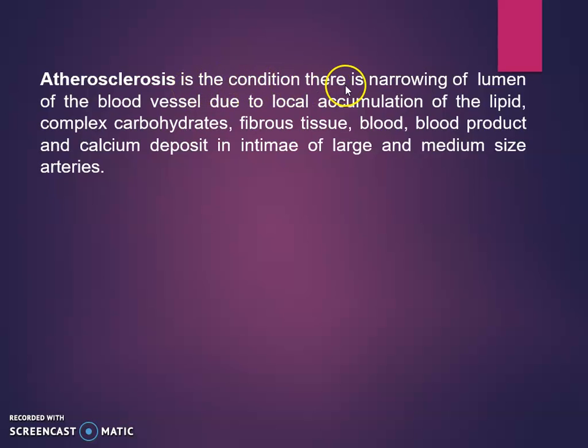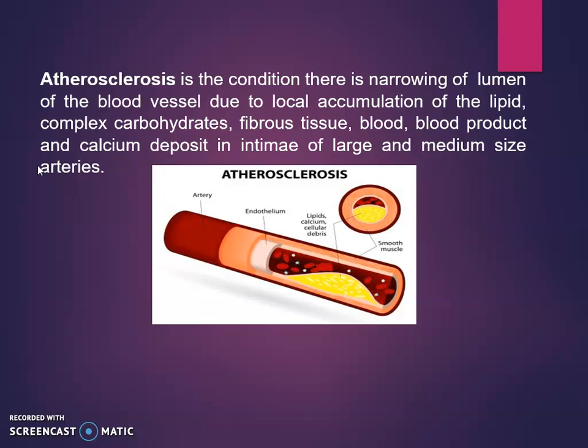Atherosclerosis is a condition in which there is a narrowing of the lumen of the blood vessel due to local accumulation of lipids, complex carbohydrates, fibers, tissues, blood products and calcium deposited in the intima of the large and medium size arteries. Here this is the blood vessel. In this there is a deposition of lipids, complex carbohydrates, fibers, calcium and cellular debris. Because of this accumulation, there is a decrease in blood flow, and this results in atherosclerosis.